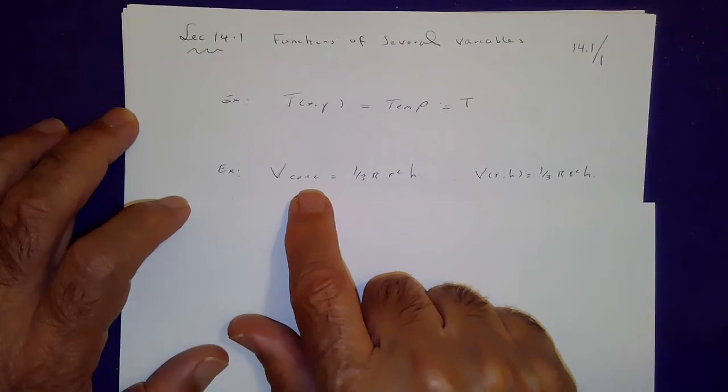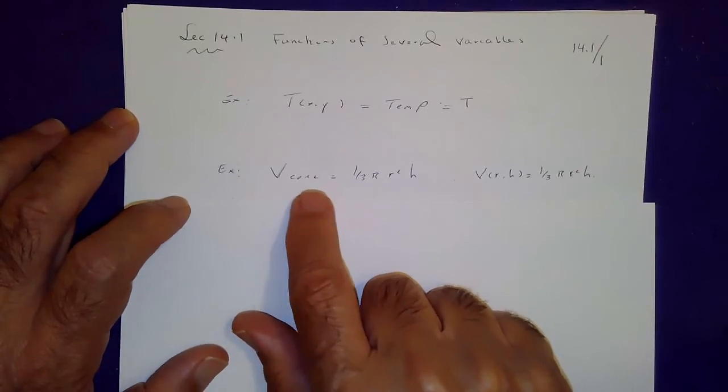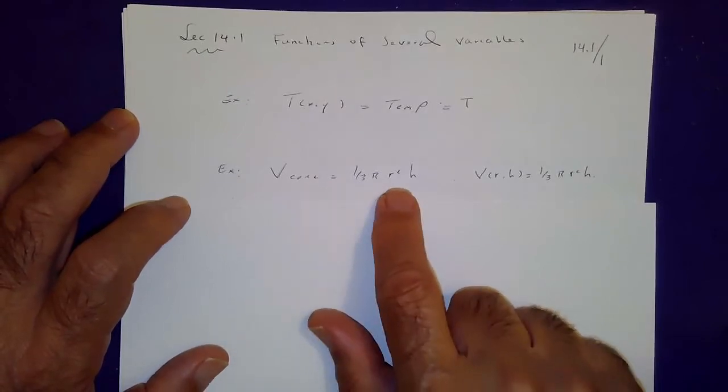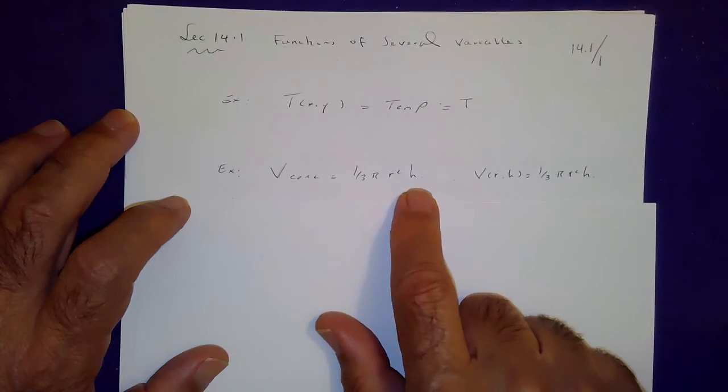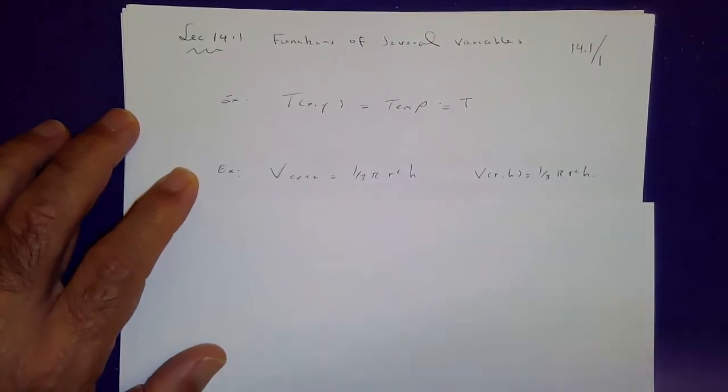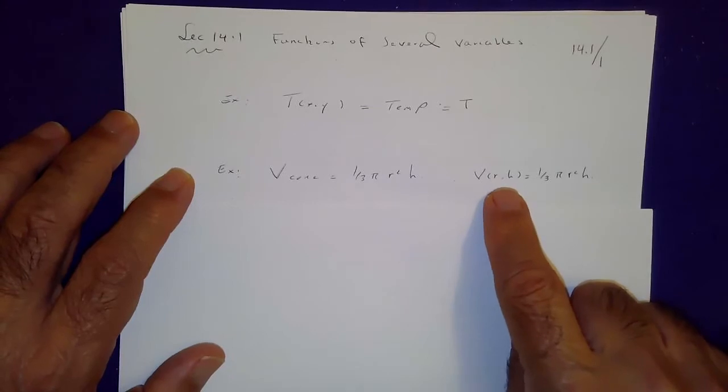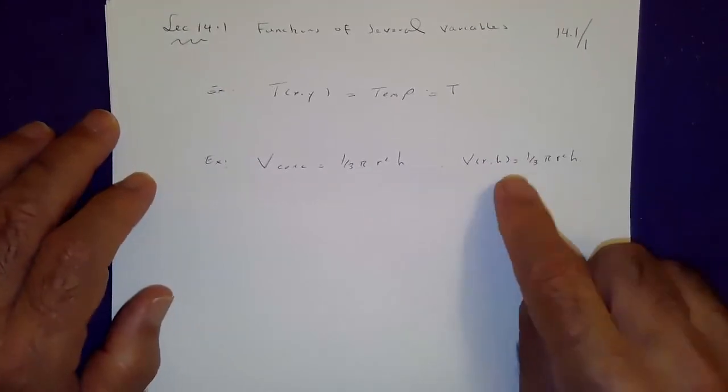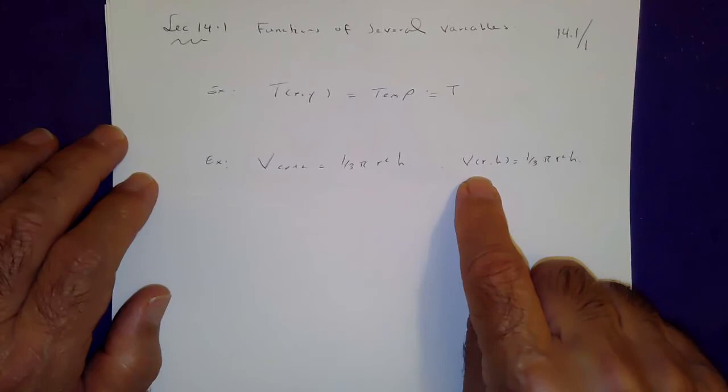The formula for computing the volume of a cone is a function of radius and height. In other words, volume is a function of radius and height. So this is a multivariable function.